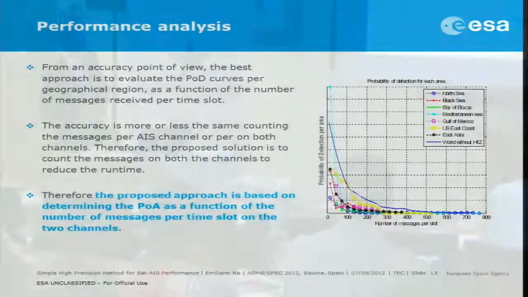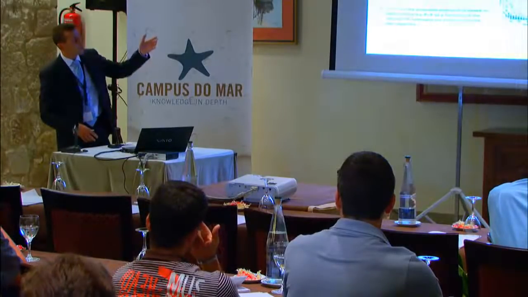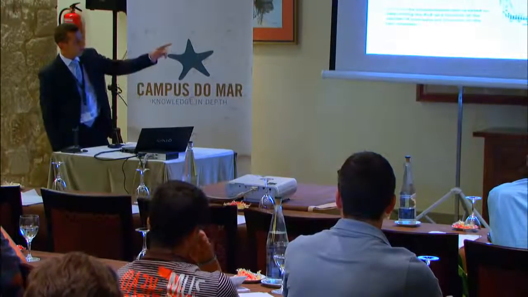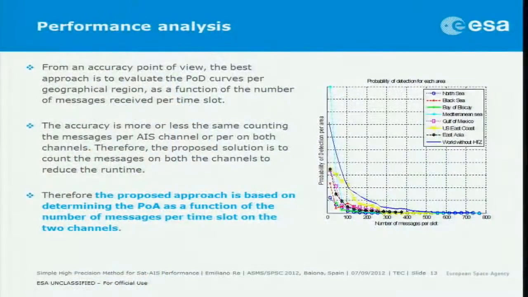What I show here in the picture is this probability of detection curve as a function of the number of messages per slot in the different areas. You can see that the blue continuous curve is the detection curve all over the globe. But if you consider the different regions, all of which are high traffic zones, you see that there is a different variation area by area. And this is exactly why, if you consider a single detection curve, your accuracy is not good enough.